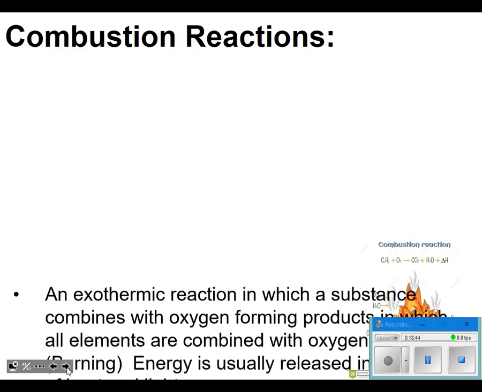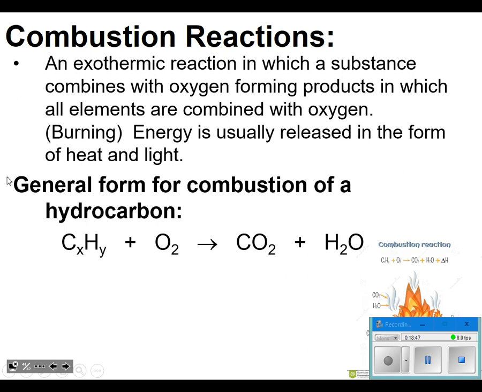So combustion reactions are our final type of reaction that we have, and it's an exothermic reaction in which a substance combines with oxygen, forming products in which all elements combine with oxygen. Now, it is burning, so energy is usually released in the form of heat or light. The general format is that you have some hydrocarbon plus oxygen, and you create CO2 and H2O. Okay? So those are almost always going to be your products when we're talking about combustion reactions. But for us, those are going to be the products that we're going to have.